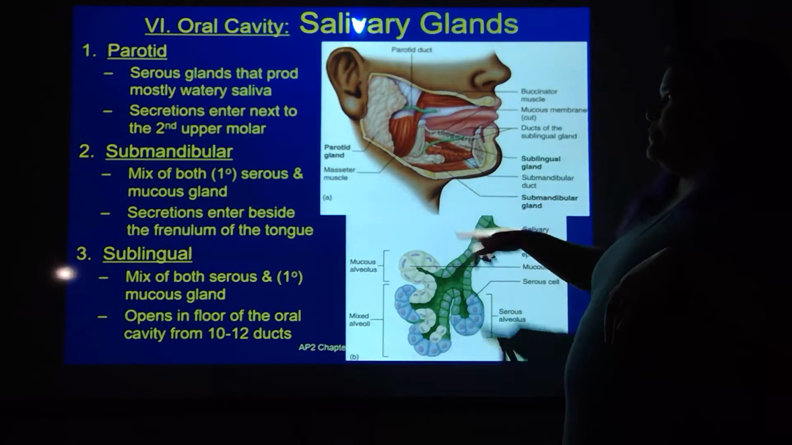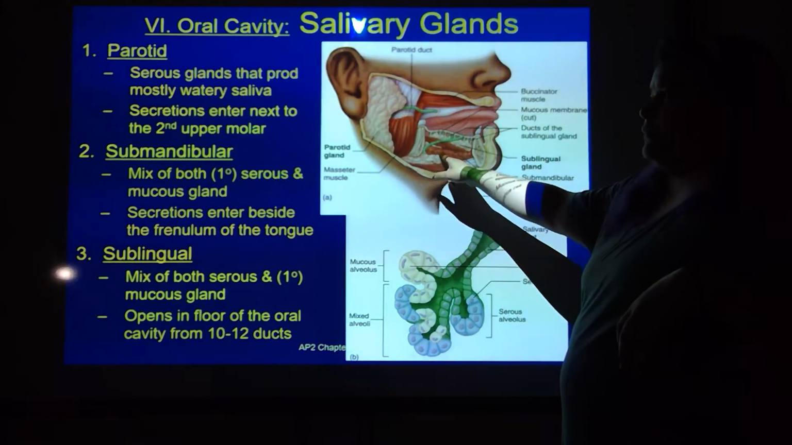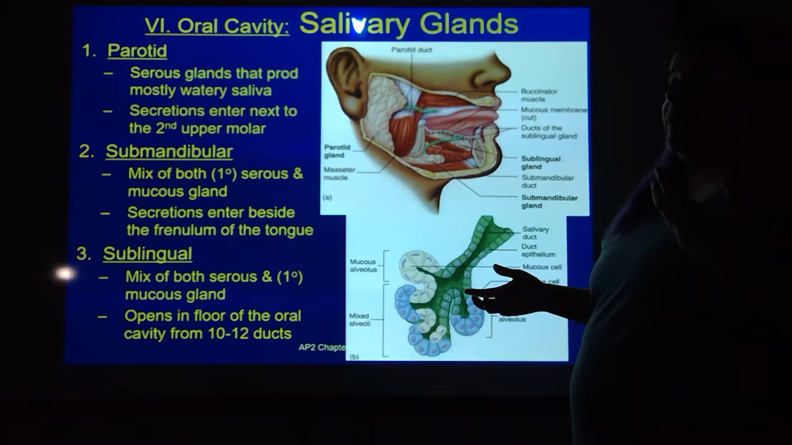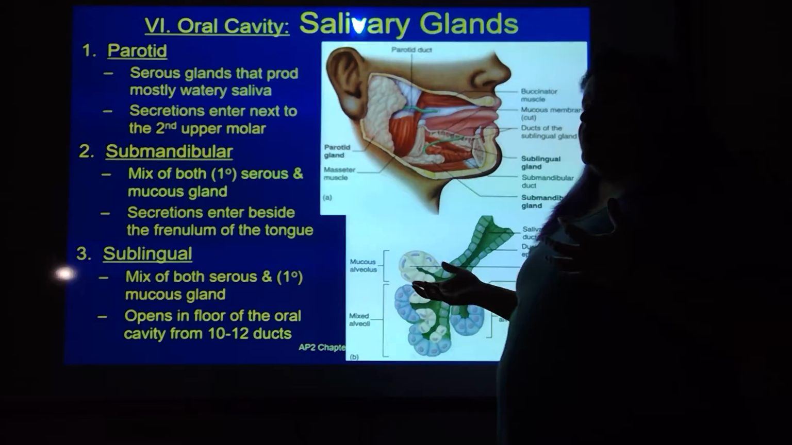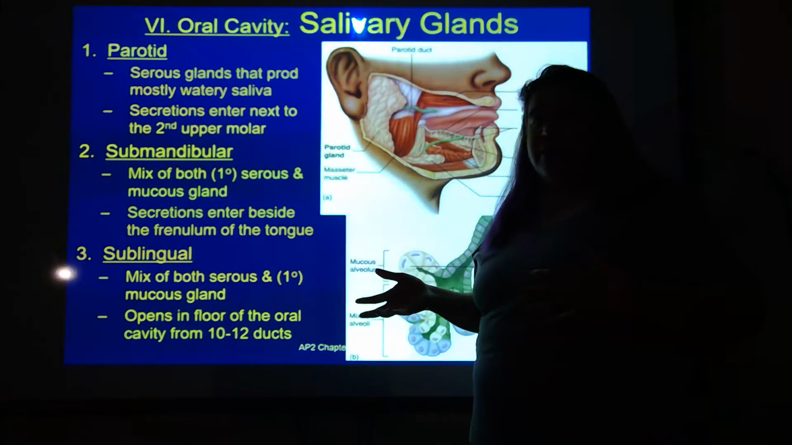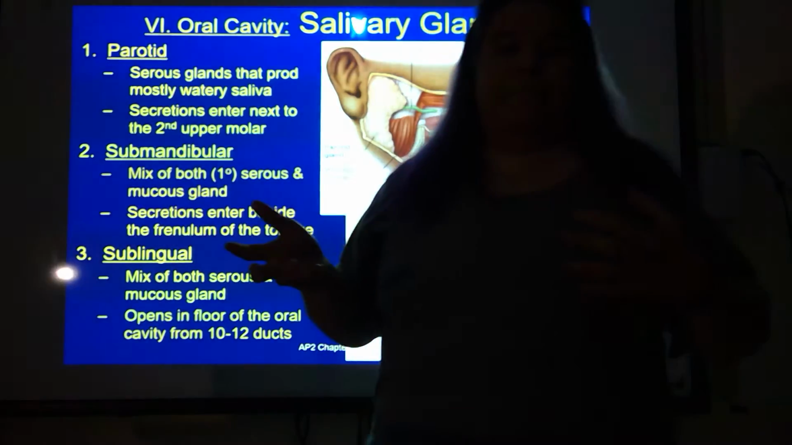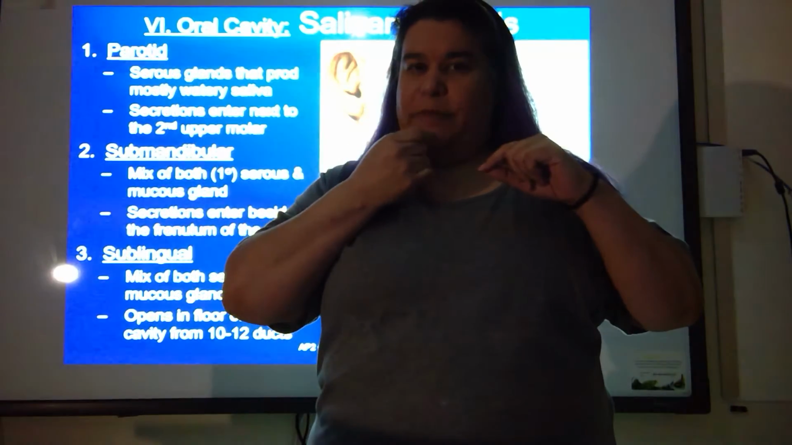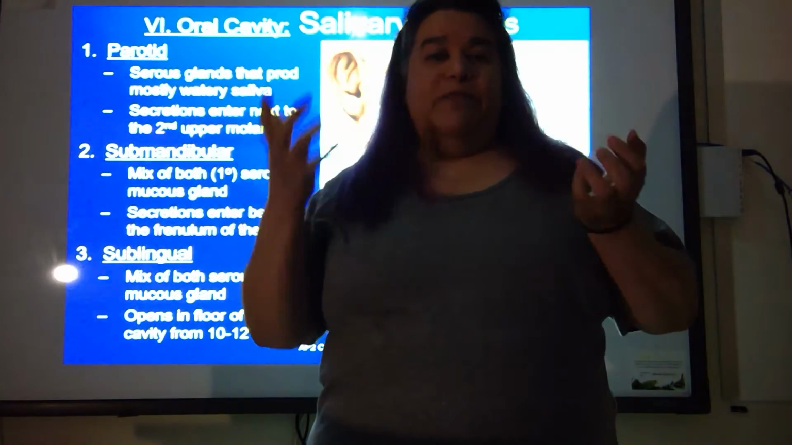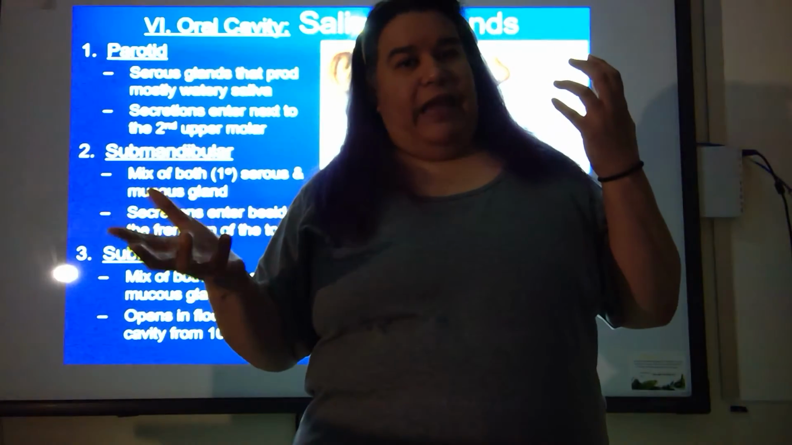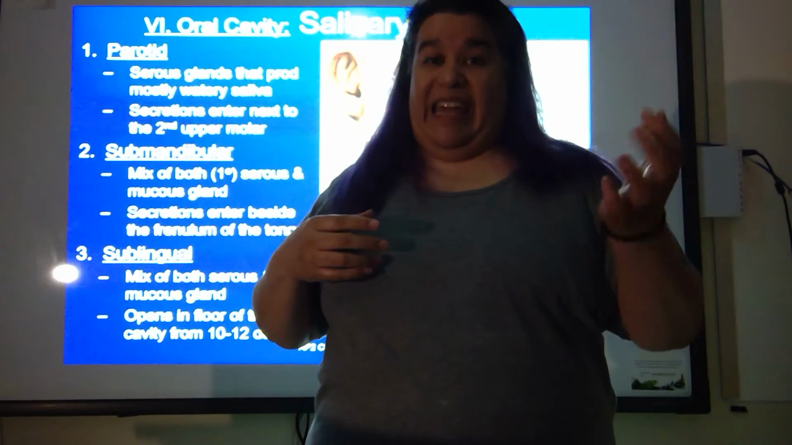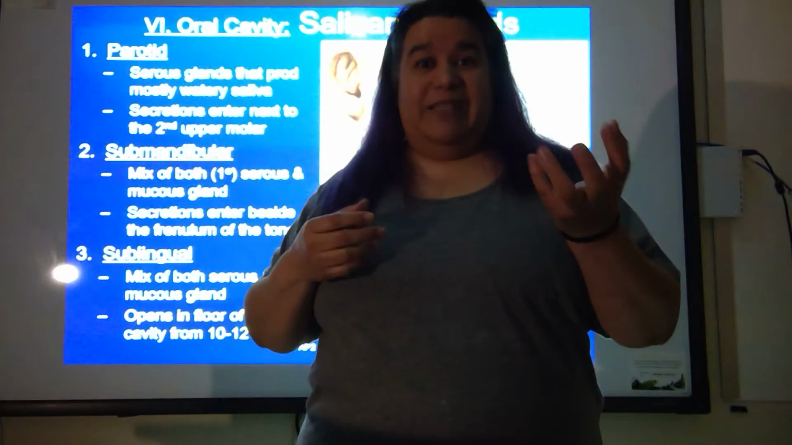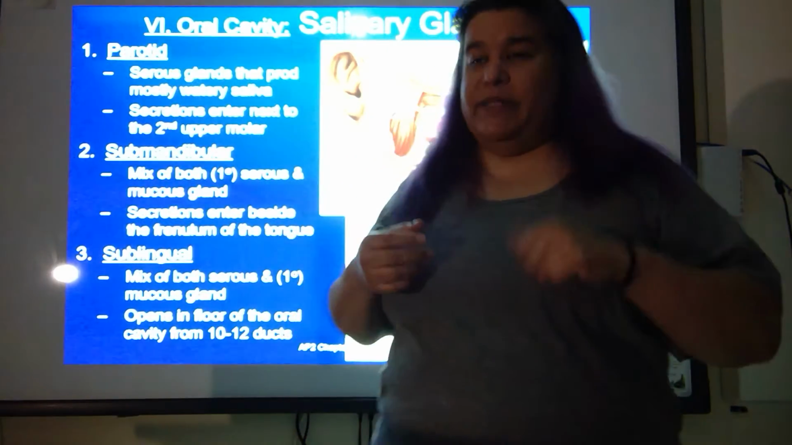The submandibular, again, is under the mandible, okay? It's actually kind of more of a half and half mix of serous and mucus. The secretion enters next to the frenulum of the tongue, that attachment piece, but it's capable of making that watery, thin saliva like the parotid, or the thick, kind of viscous saliva that you can get from the mucus glands.